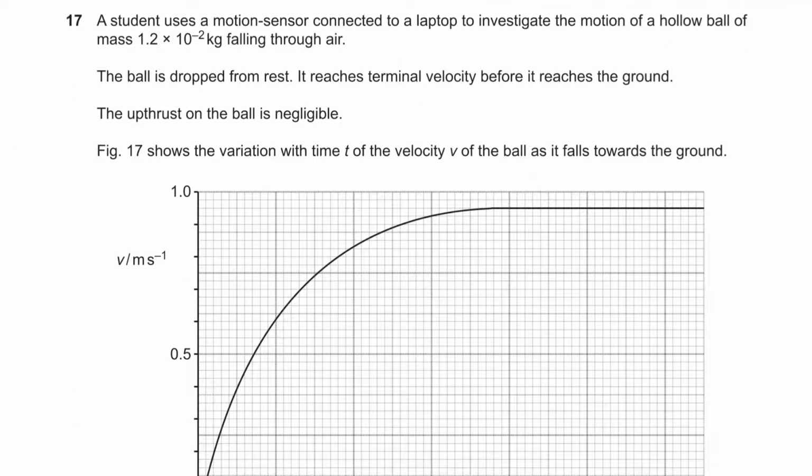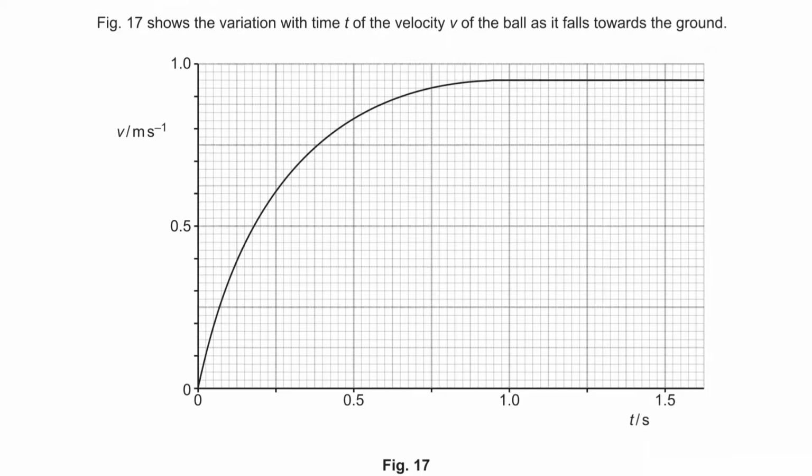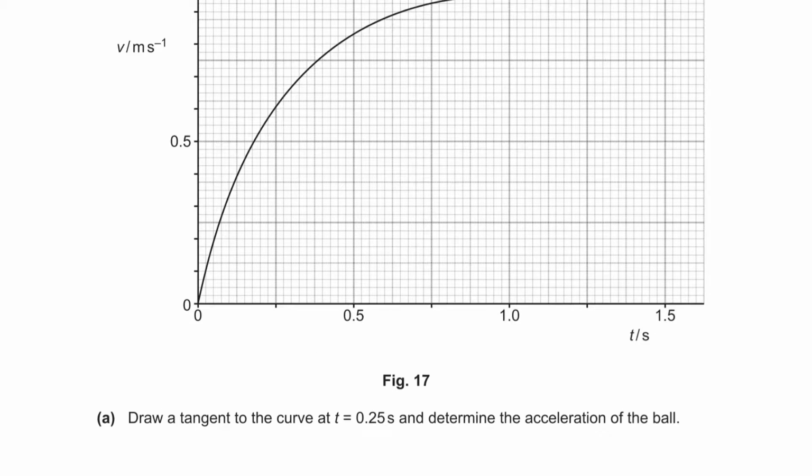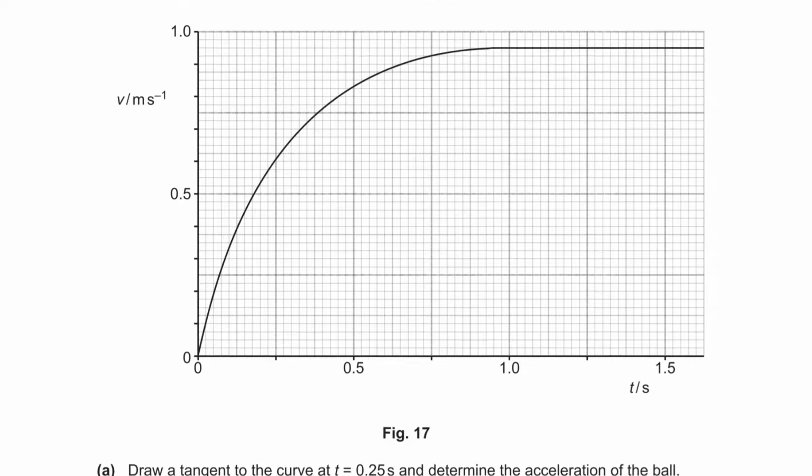17, student uses a motion sensor connected to a laptop, and so on. We have a mass. So that's just 0.012 kilograms. Once again, it reaches terminal velocity before it reaches the ground. No upthrust. And we have a graph. Fine. Draw a tangent to the curve at t equals 0.25 seconds and determine the acceleration.